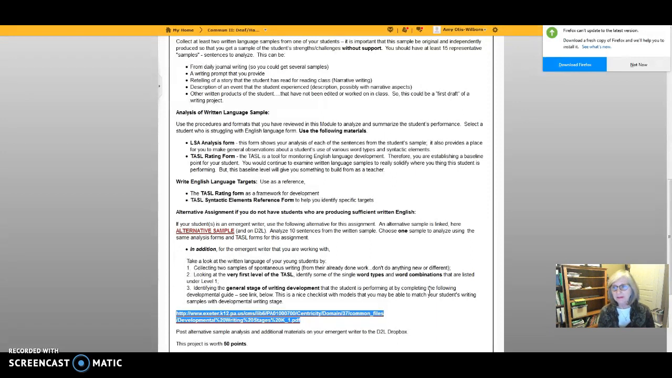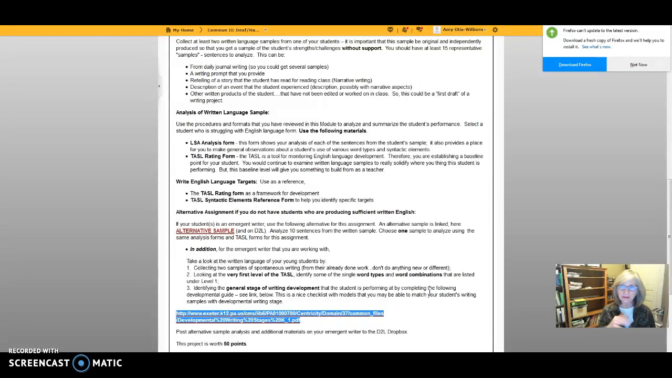So let's think about some of the scenarios. Nick was one scenario. We looked at Nick's communication, his oral communication, and we did it by collecting a language sample through a retelling, using the tassel, the levels, looking at the sentence structure and the syntactic elements, and then making some predictions based on what we learned about where we want him to go.